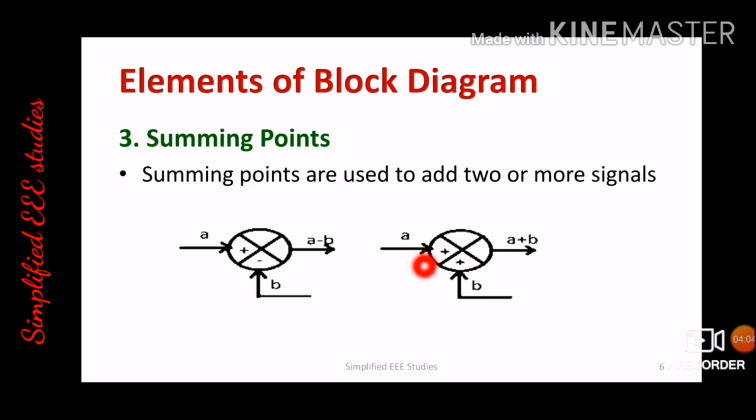A will be given over here, B is also given over here. As the symbol suggests, we have to add 2 signals, A plus B. Here if you look at the terminology, the positive is here, negative is here. Then the output will be A minus B. So we can add 3 signals also. Okay, so this is actually the basics of summing points. This is one of the most important elements in block diagram.